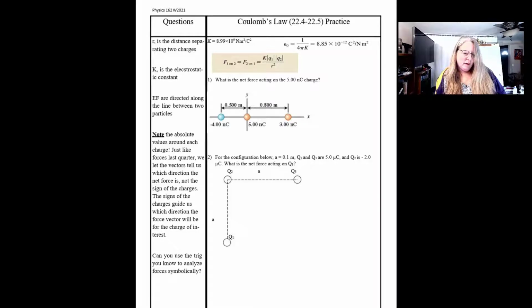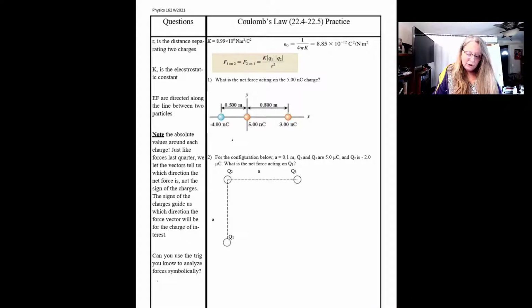All right, now let's do some examples with force, Coulomb's force. Sorry, trying to make sure I have the pen working. With actual values. What I want you to do is pause the video, look at the first example.